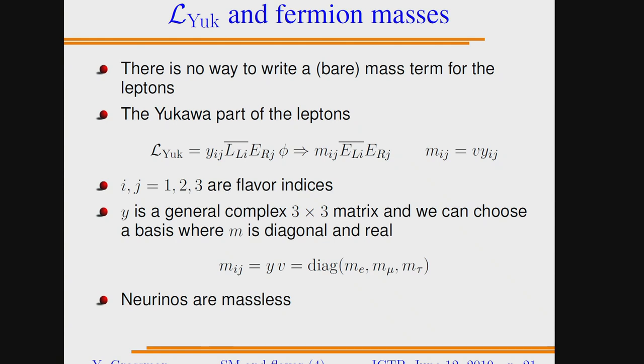But before I do this, I actually want to understand how we get masses. So far, there were no masses for the fermions. Why were there no masses for the fermions? Because the theory is chiral. Good.